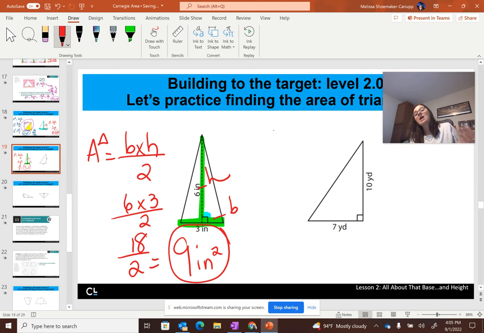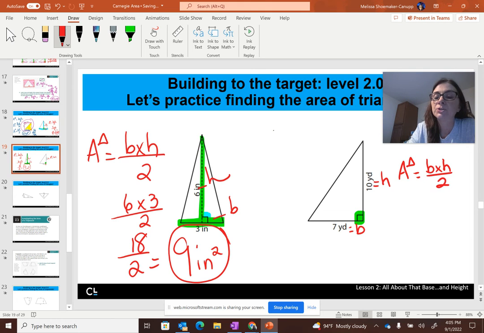Now, if you're feeling like you might be able to do this, try one. Pause me. Do the problem, then come back and watch and see if you got the right answer. There's that 90-degree angle again. So I don't even have to highlight it anymore. I know this is going to be my height and this is my base. Area of a triangle, base times height divided by 2. That's 7 times 10 divided by 2. That's 70 divided by 2, which I know is 35 yards squared.